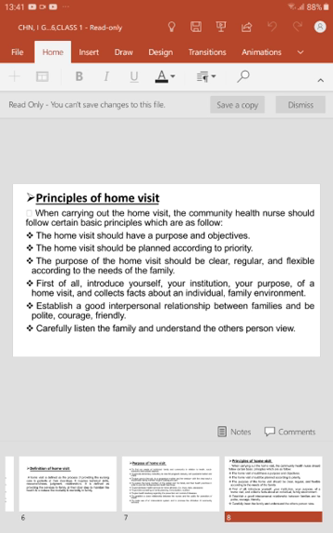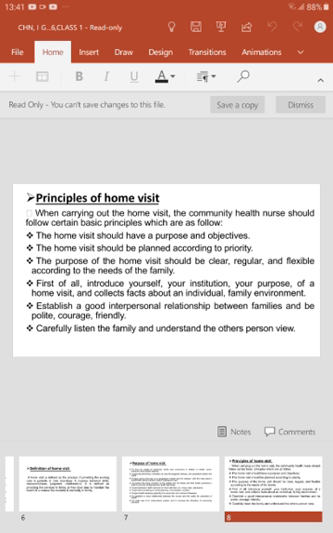The home visit should have objectives and a purpose. The main objective is to understand the needs and solve their problems. Okay, so you should know the purpose as well as the objective. Then the home visit should be planned according to priority, as per the needs of the persons. As per locality, we should give priority to the home visit. Which one is the more endemic area, those people need more care, so as per that we should move towards the particular home visit.